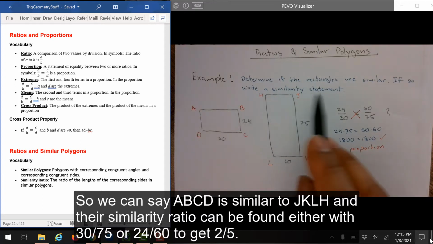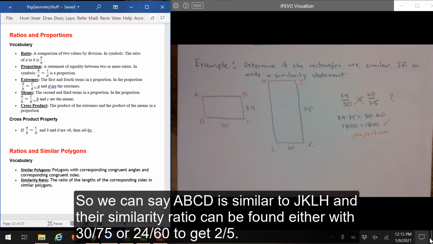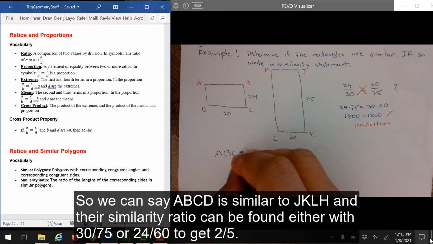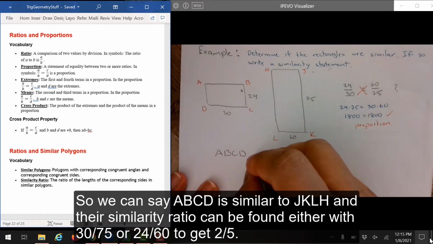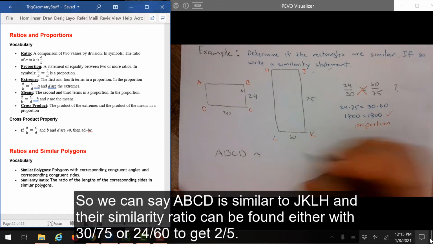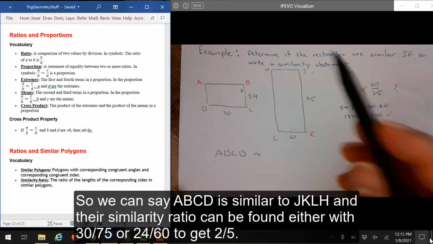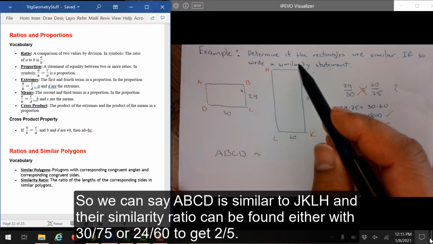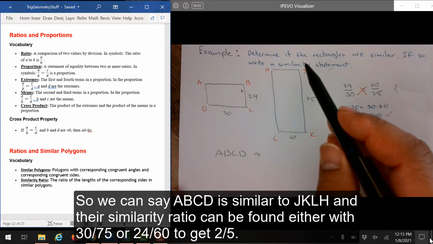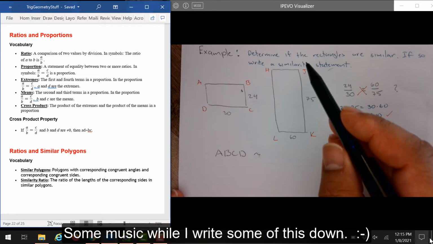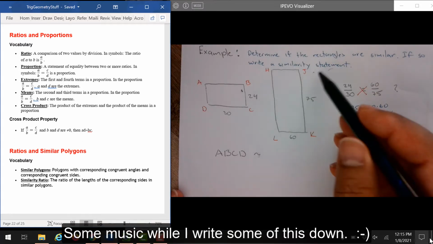So we can say ABCD is similar to JKLH, and their similarity ratio can be found either with 30 over 75 or 24 over 60 to get 2 over 5. Some music while I write some of this down.